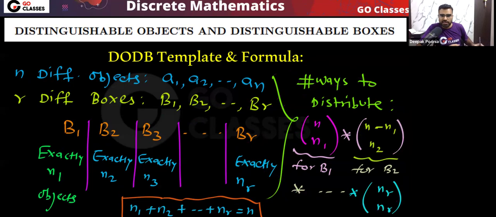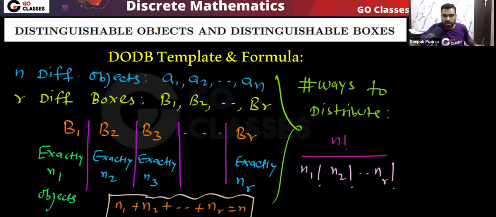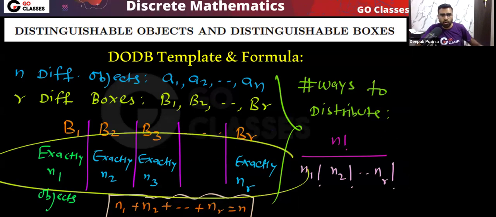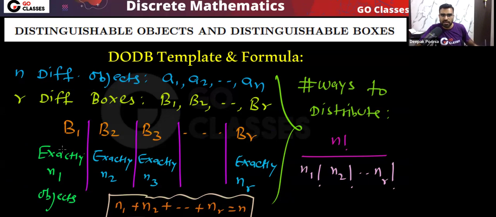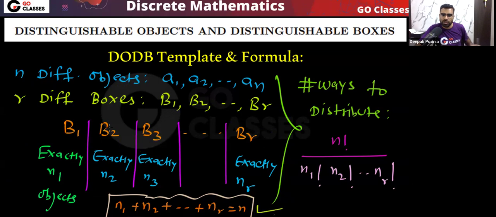If you simplify this, you are going to get a direct formula, and that will be n factorial divided by n1 factorial, n2 factorial, n3 factorial, and so on up to nr factorial. This is the direct formula that you will get. I hope you understood. This is a very simple point. But remember, to apply this direct formula, you must make sure that all the n objects are distributed, meaning n1 plus n2 plus n3 plus nr should be equal to n. This is an important point.